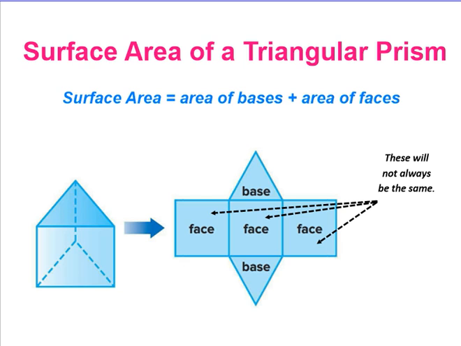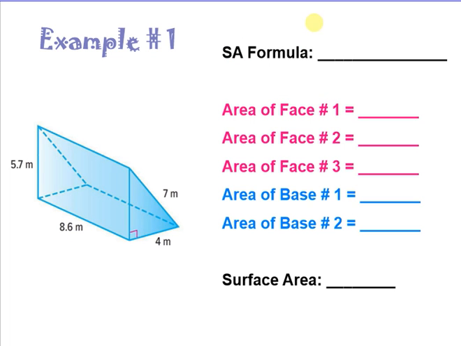Alright, so let's take a look at some actual examples here. And again, here is your net and here is your solid figure. Alright, so example 1. Our formula is going to be area of faces plus bases. I like to start with my bases. So here I have a base of 4, and the height of my triangle, it's not 7 because height is not slanted. The height is 5.7.